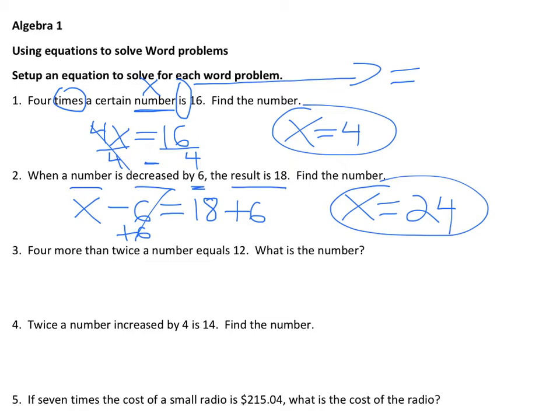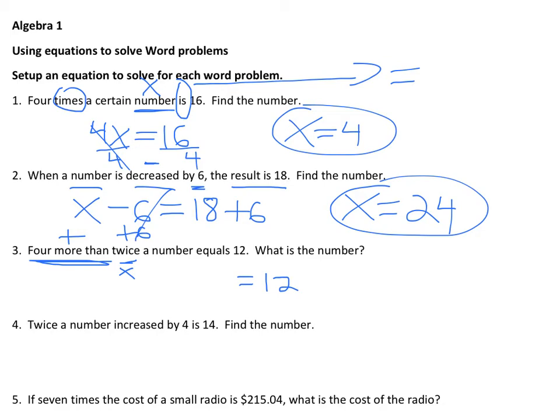Okay, if we do number 3, we actually have two key phrases here. So we're going to use 2 operations. Okay, we have 4 more than. So right when I read that, I know I'm going to add. And then it says twice. Well, there, I know I'm going to multiply. So it's saying 4 more than twice a number equals 12. So I know I'm going to have equals 12.